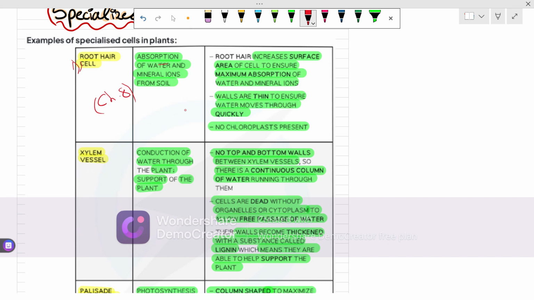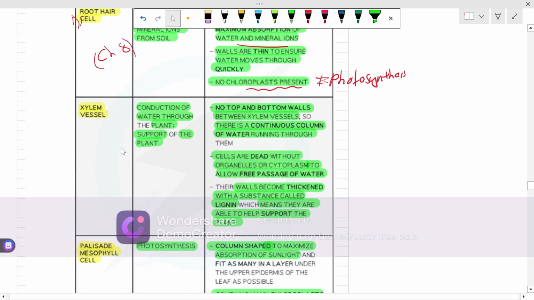Adaptations of the root hair cell: to increase the surface area of the cell to ensure maximum absorption of water and mineral ions. The walls are thin to ensure water moves through quickly, and no chloroplast is present, because it doesn't carry out photosynthesis. There's no photosynthesis, just absorption of water and mineral ions. That's it.